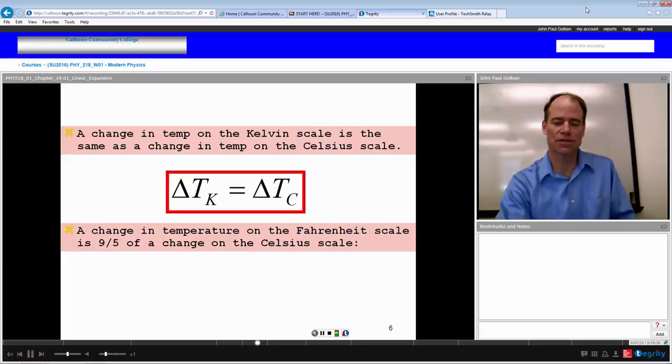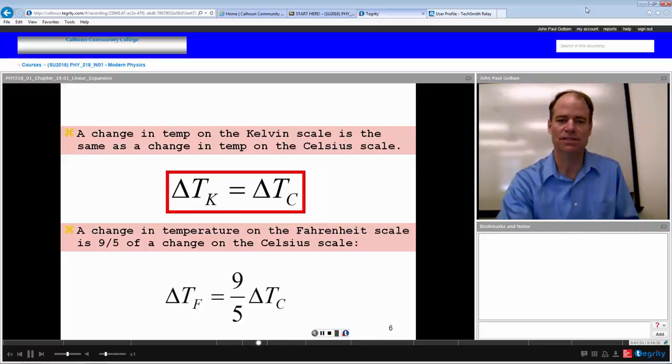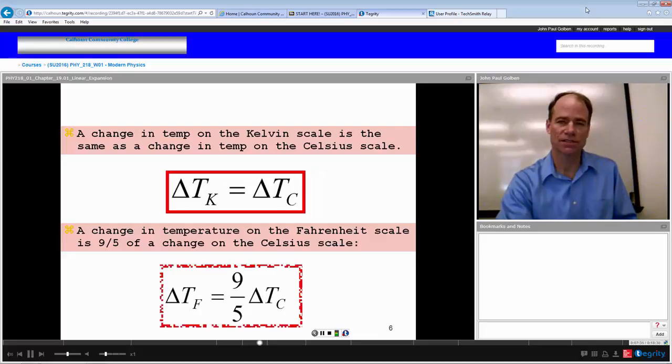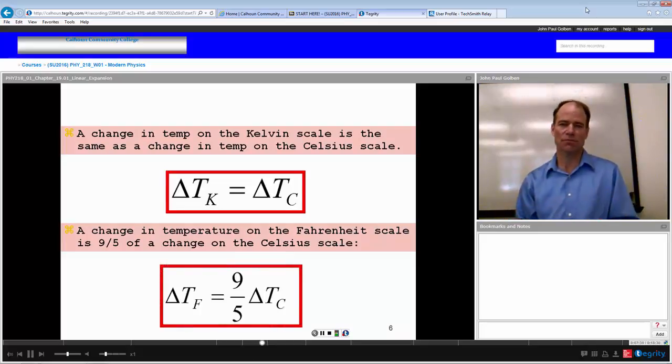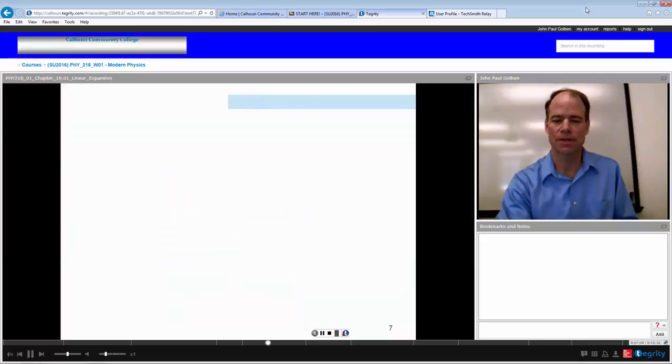The change in temperature on the Fahrenheit scale is 9/5 that of a change in temperature on the Celsius scale. Again, very useful for the problems yet to come, because many of the problems will be dealing with changes in temperature and not necessarily specific temperatures. So these are very, very useful formulas.